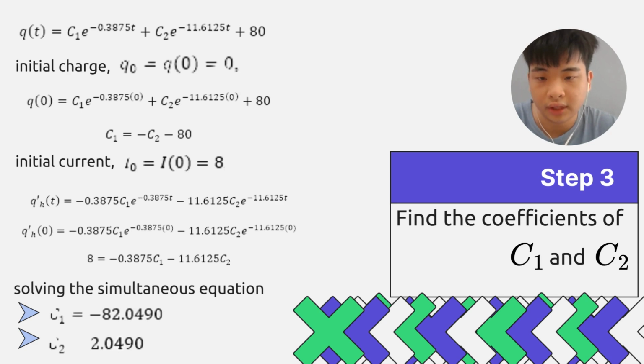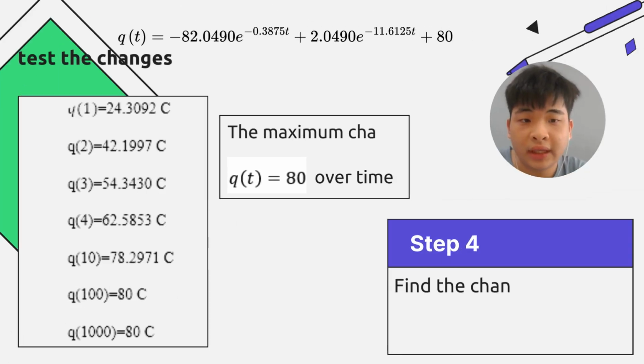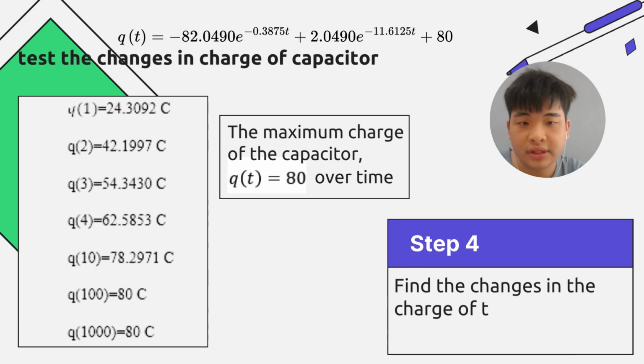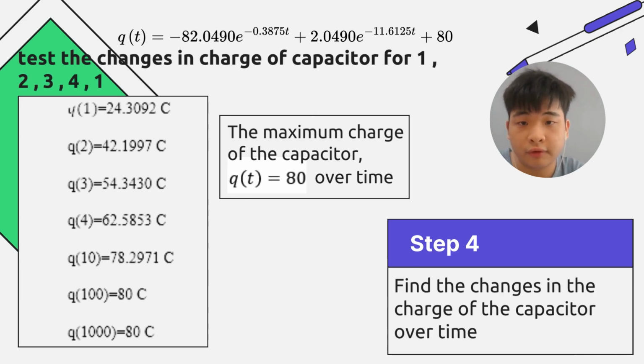8 is equal to negative 0.3875 C1 minus 11.6125 C2. By solving the simultaneous equations, we finally find that C1 is equal to negative 82.0490 and C2 is equal to 2.0490. And finally, we get our general solution, which is negative 82.0490 e power of negative 0.3875t plus 2.0490 e power of negative 11.6125t plus 80.